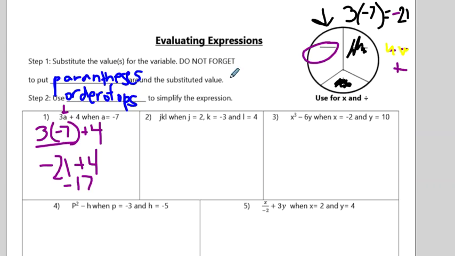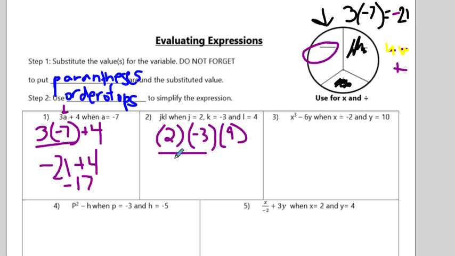So number 2 is JKL. So all of those, JKL, are multiplying with each other. So we're literally going to have to just plug in all of these values. So J was 2, K was -3, and L was 4. So we're multiplying 2 times -3 times 4.